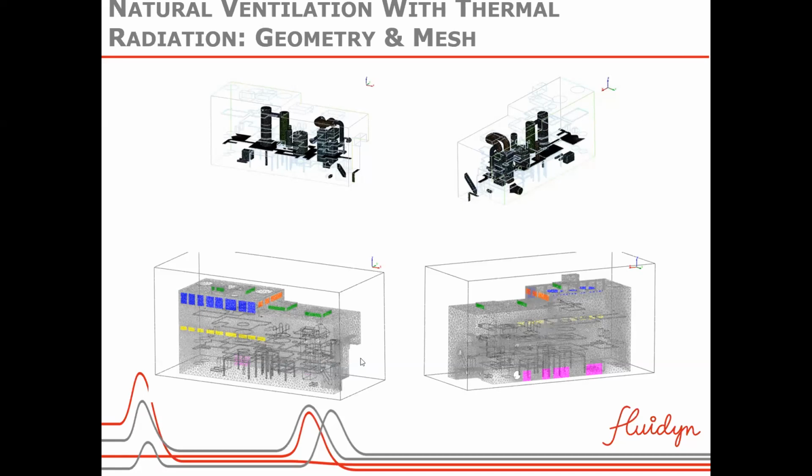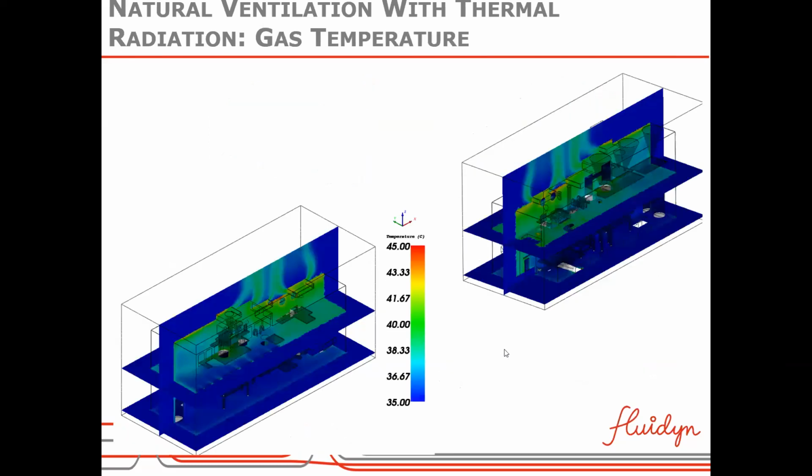So even in this case, to capture the entrainment effect, the mesh is extended on all sides, but the mesh shows only the inside domain. This is the gas temperature at steady state. We have plotted different sections, two horizontal and vertical sections, for the gas temperature.